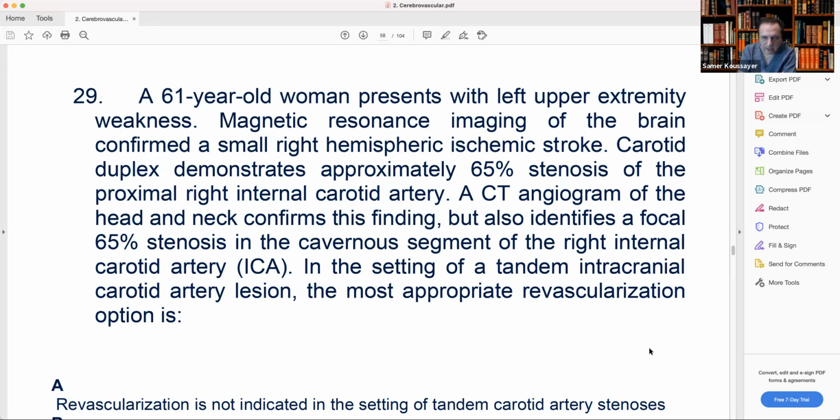Well, I tell you what, when I was in fellowship, they used to say, just fix the internal, don't worry about the intracranial, you know? Then things got better. Now they're doing a lot of ballooning and stenting inside the brain, you know?